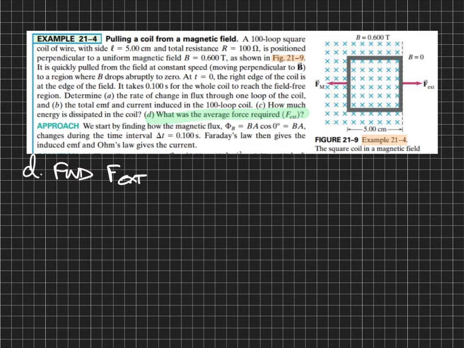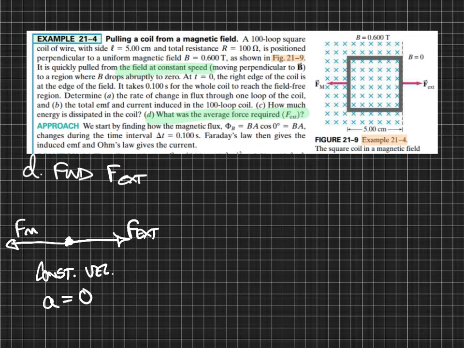So that's how much energy I have lost within my wire as it moves from this location outwards. Now, the last part of this problem asks us to find the average force required to remove the coil, or F external. And if we look at this, we remember that it talks about a constant speed at which it is removed. So if we think about the force diagram, we have force external, and then we also have some other force, magnetic, pointing back this way, because we need a constant velocity. That means acceleration is 0, which means F net is 0.